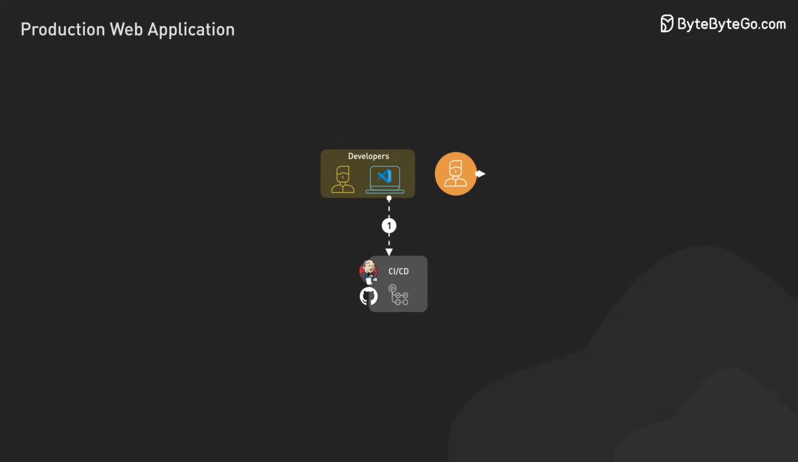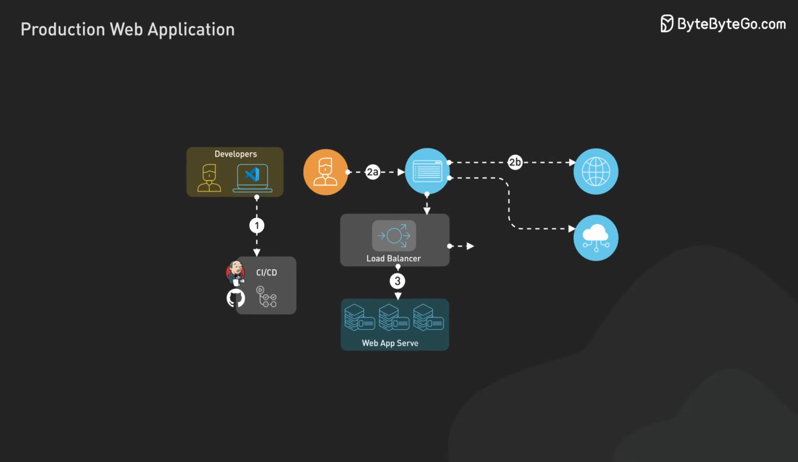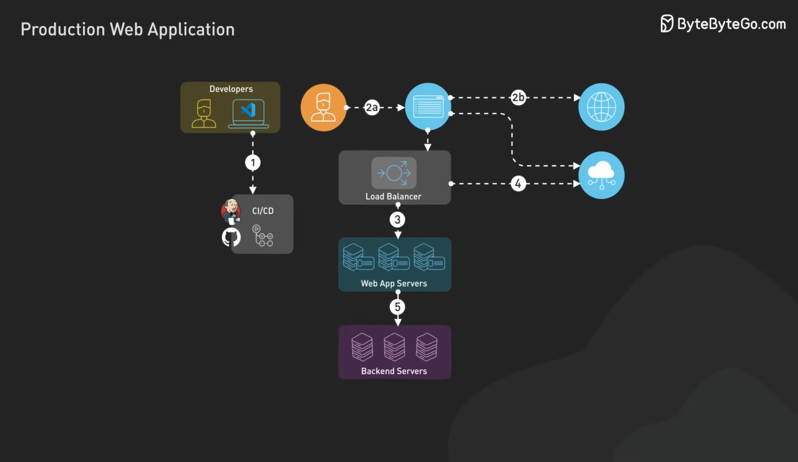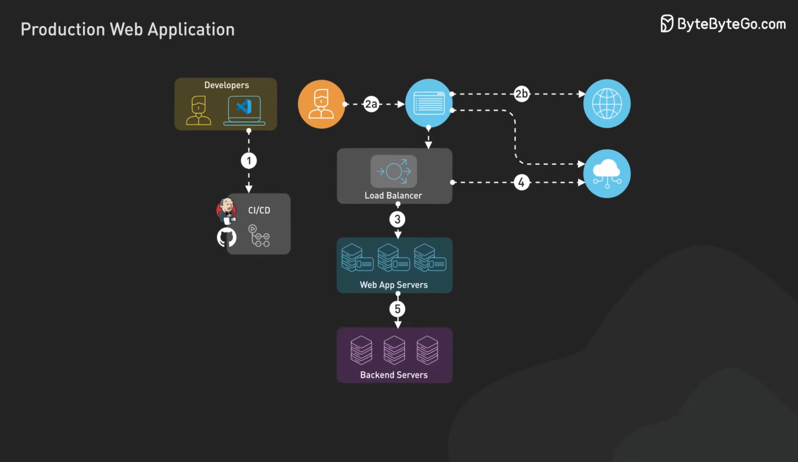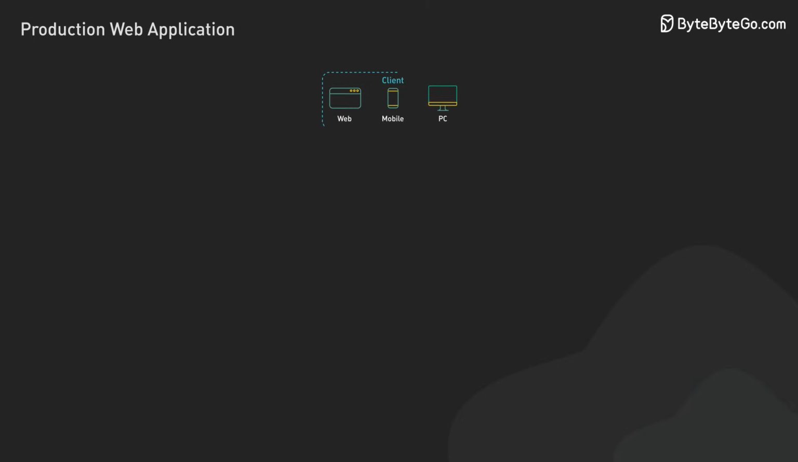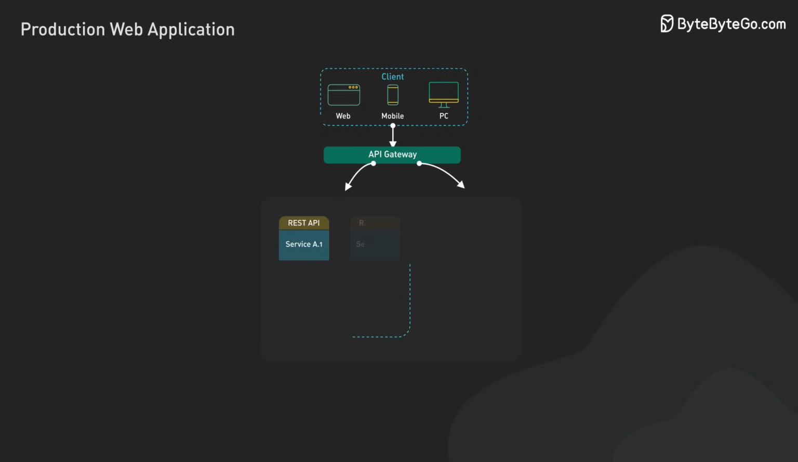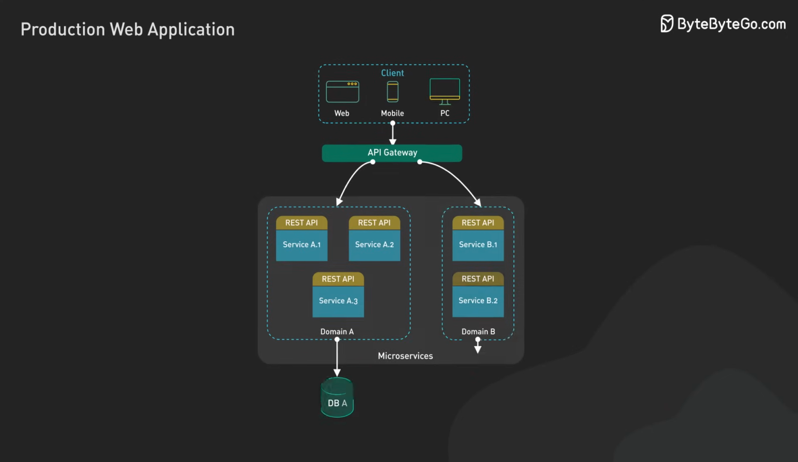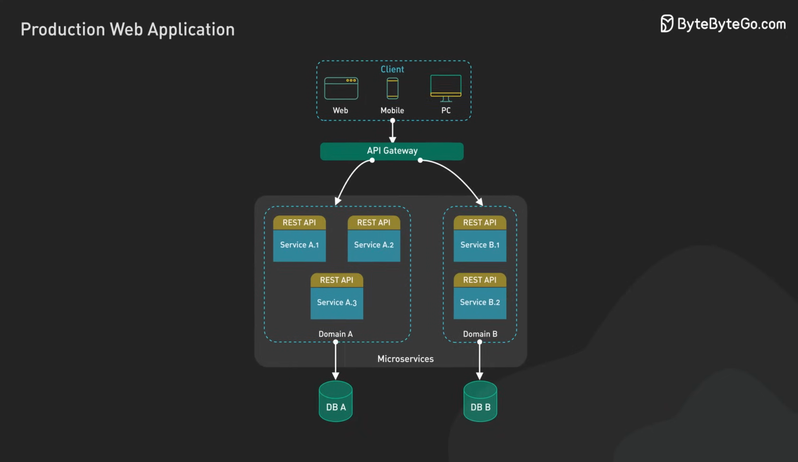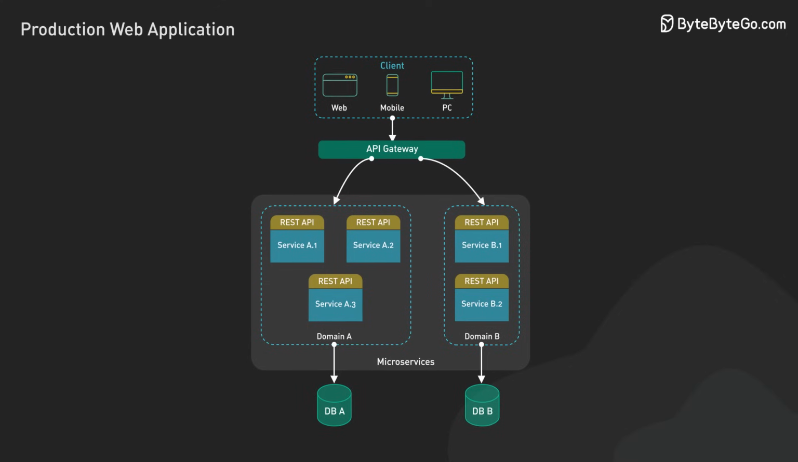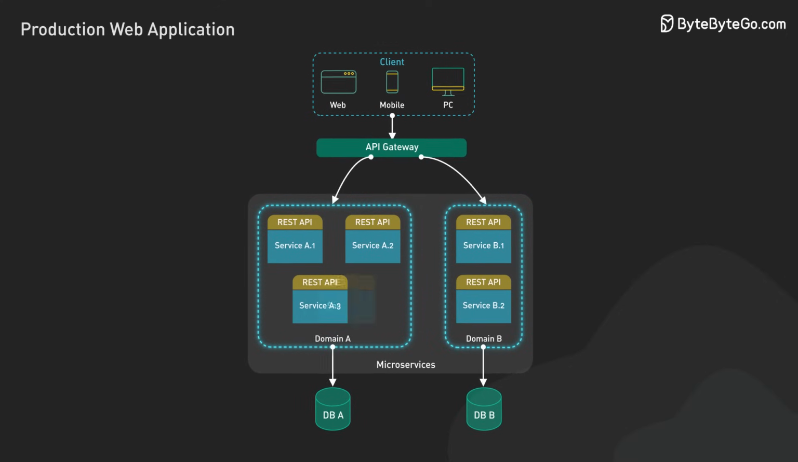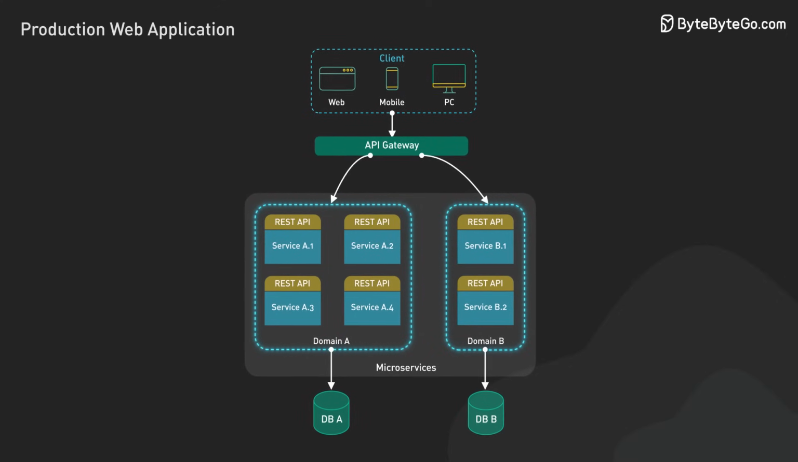Now the request reaches your web application servers. These handle all your core business logic, but often need to talk to other systems. That's where APIs come in, connecting the app to backend services that process complex logic, communicate with third-party systems, or handle data transformations. This API-driven approach keeps the system modular and scalable.